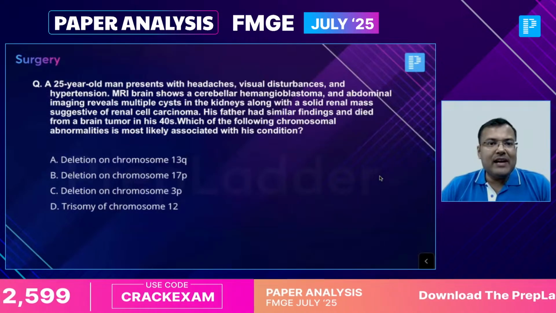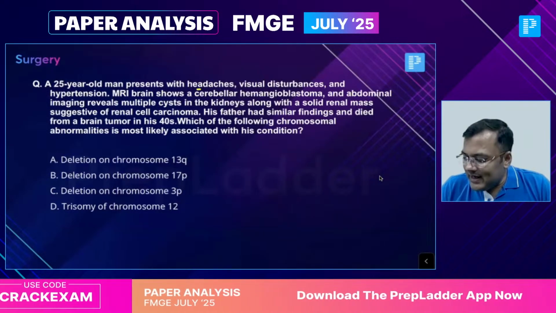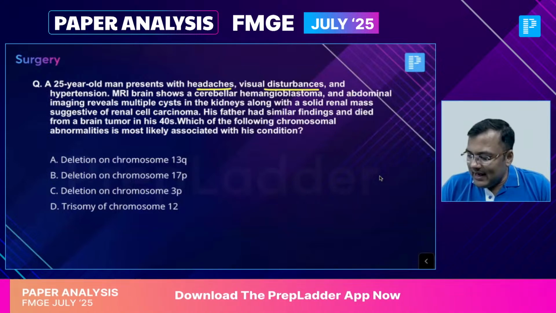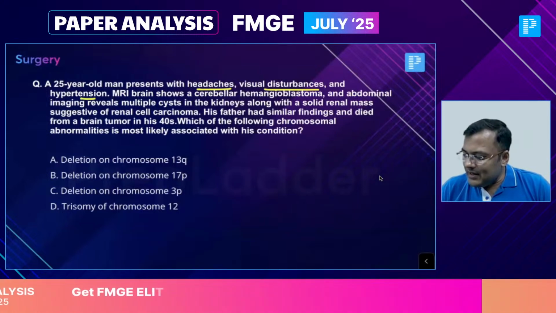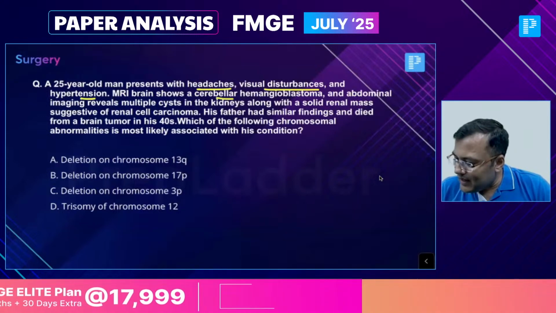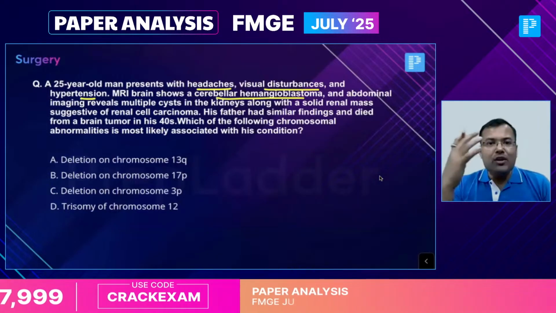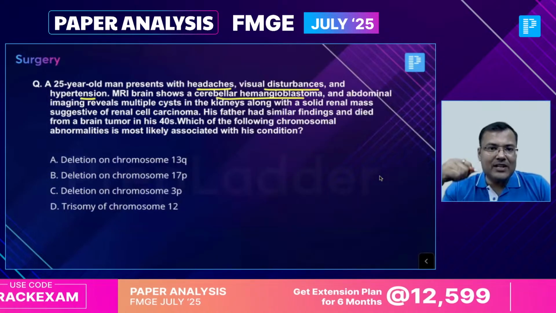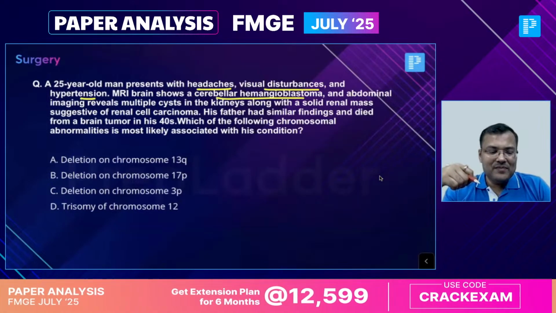Next, easiest question, so many clues are there in this question. A 25-year-old man presents with headache, visual disturbances and hypertension. MRI brain shows cerebellar hemangioblastoma. First of all, tell me, what is the cause of headache, visual disturbances, hypertension? Guys, tell me.